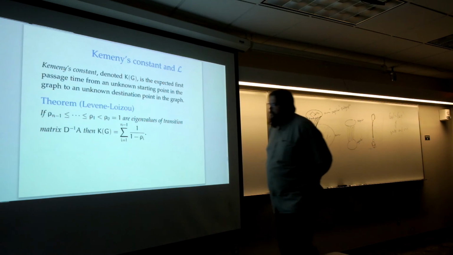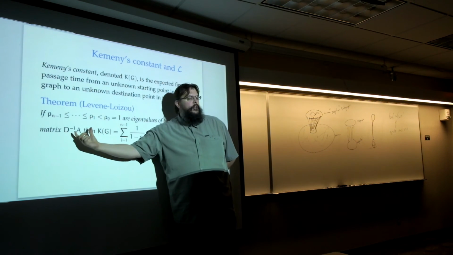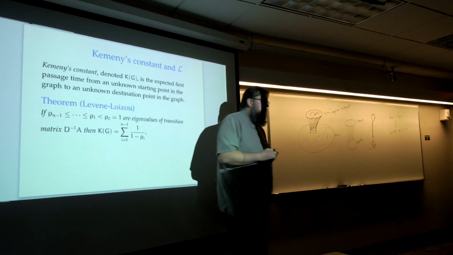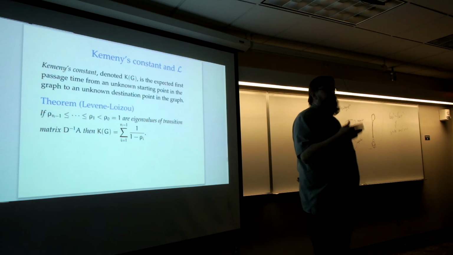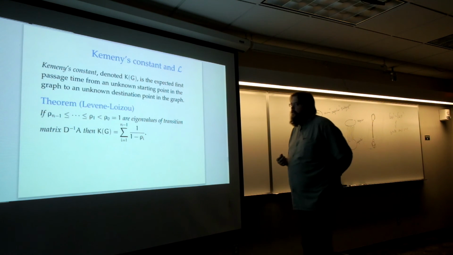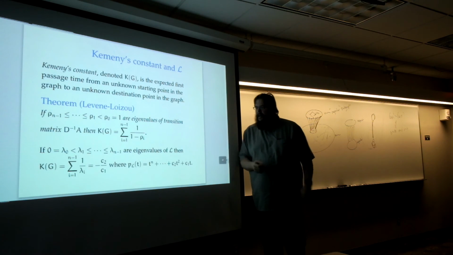Now, why is this important to us? Well, D inverse A is really close to what we're doing. In fact, it turns out D inverse A is similar to the normalized adjacency matrix, which is a translation of the normalized Laplacian matrix. And when you write it in terms of the normalized Laplacian matrix, this result becomes even nicer.